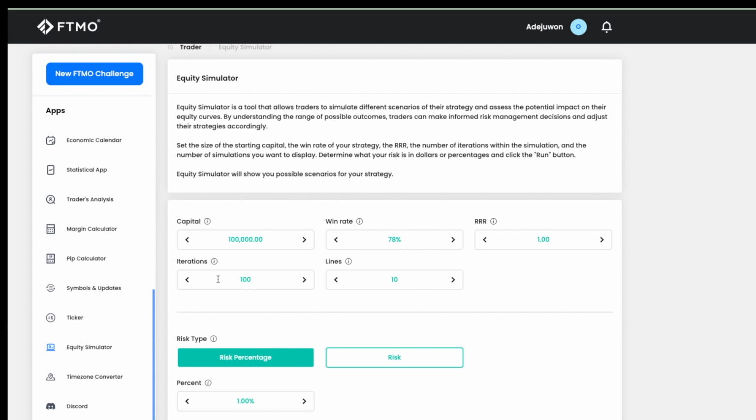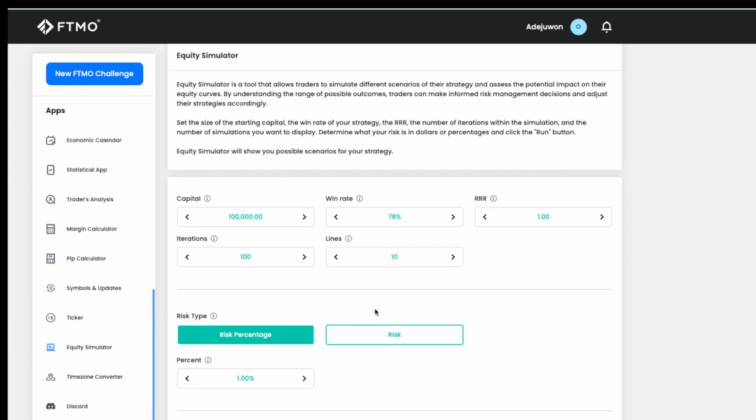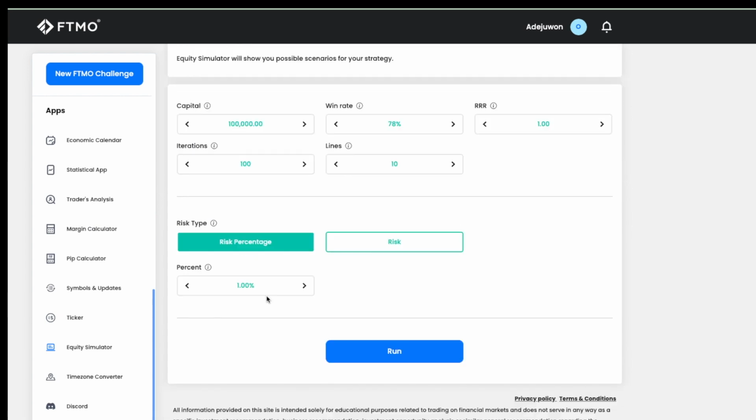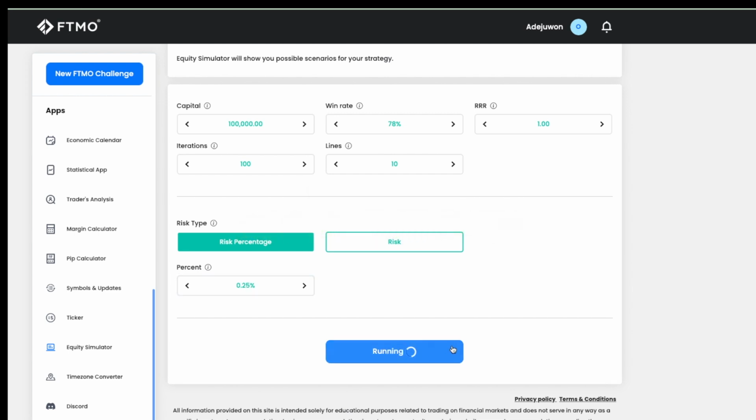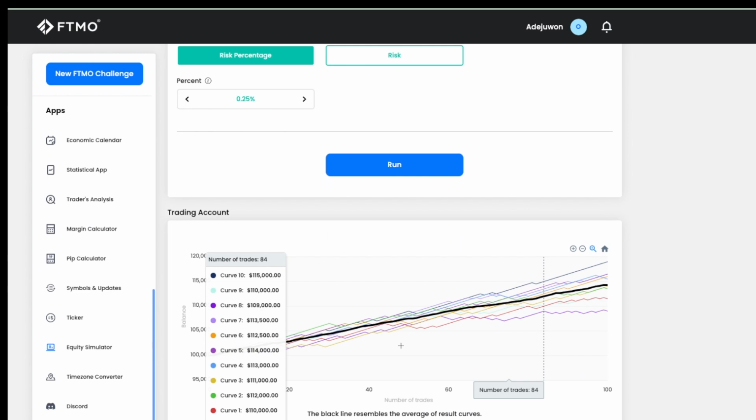We can see that we're looking at 100 trades as well, and 10 probabilities of whether we are going to pass the challenge phase on these prop accounts or even manage to pass and then eventually get onto a live account and become profitable. You can do 3 different risk percentages. I'm going to show you a low risk, medium risk, and a high risk. So a low risk will be 0.25 right over here.